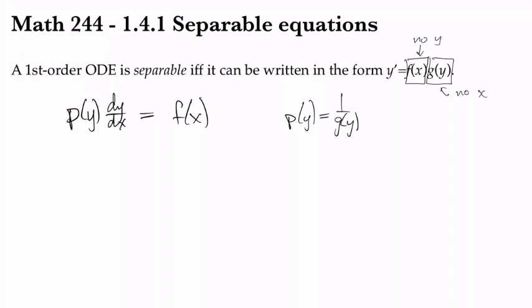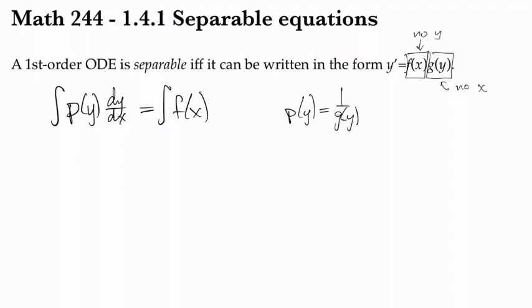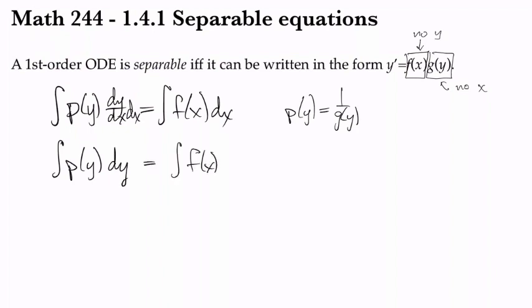So then I could go ahead and just integrate both sides of this equation with respect to x, like so. And then the left side by change of variables would be p of y dy, and the right side would be f of x dx. And then I could go on and solve from here. And this is the way that I solved a differential equation with the very first example I ever gave you of how to solve a differential equation. It was a separable equation.